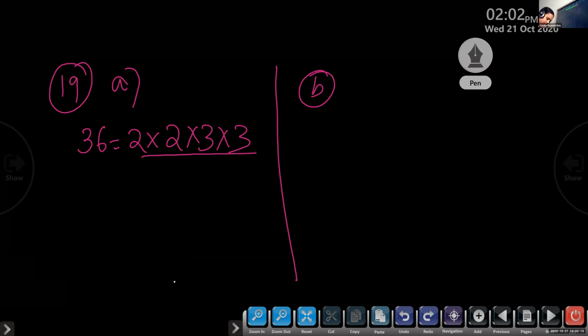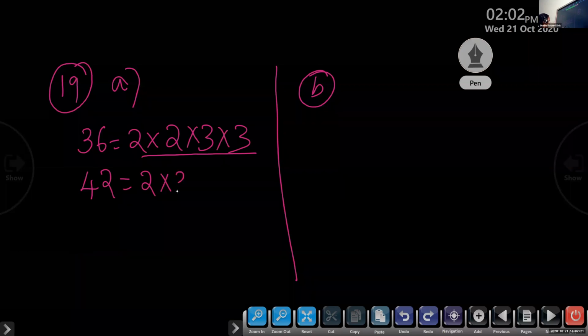Now, again, next number is 42. 42, you know how you can write, 6 into 7, or this 6 can be written as 2 into 3 into 7. Check. 7 into 3 is 21, into 2, 42. Or we can say 2 into 3 is 6, 6 into 7 is 42.